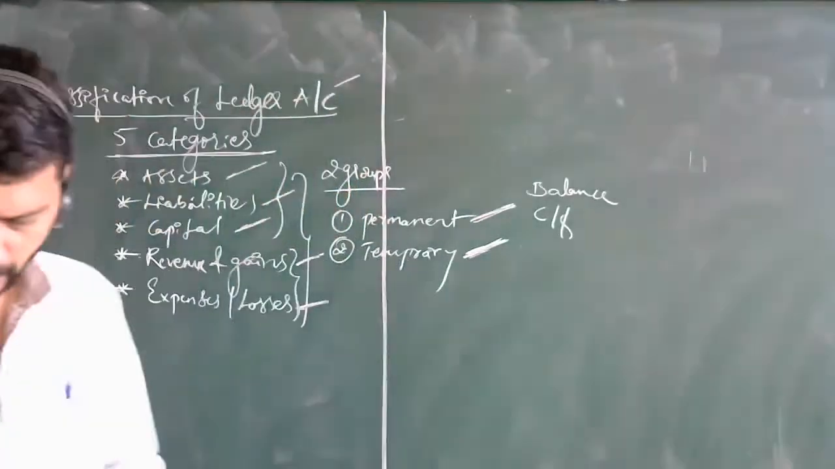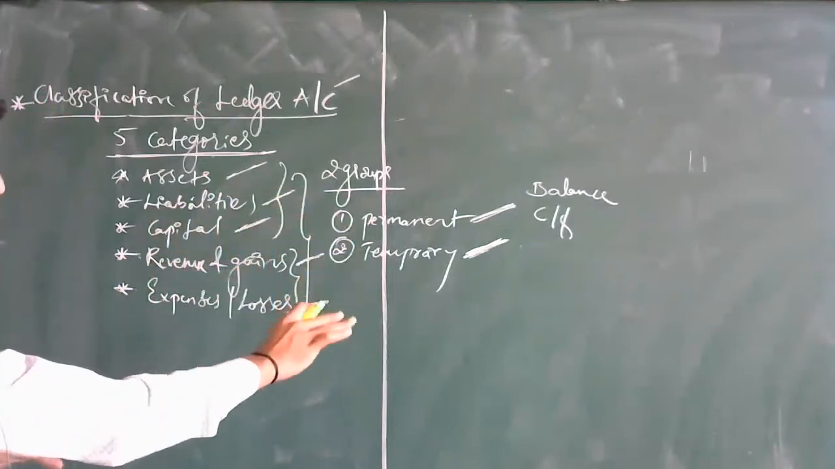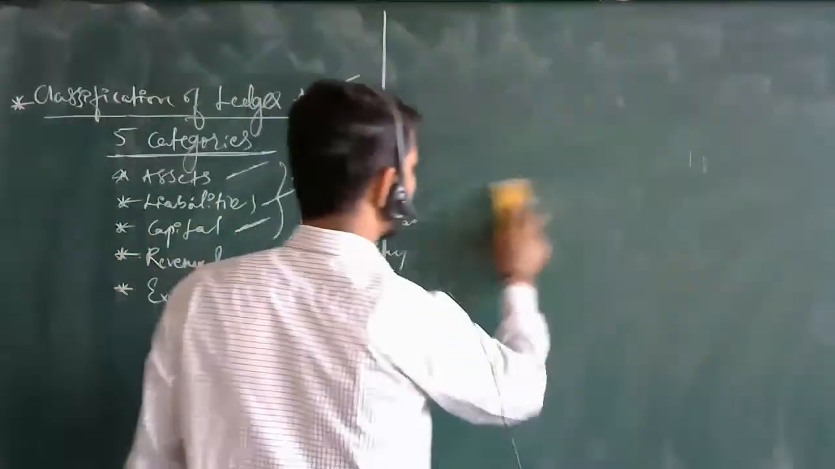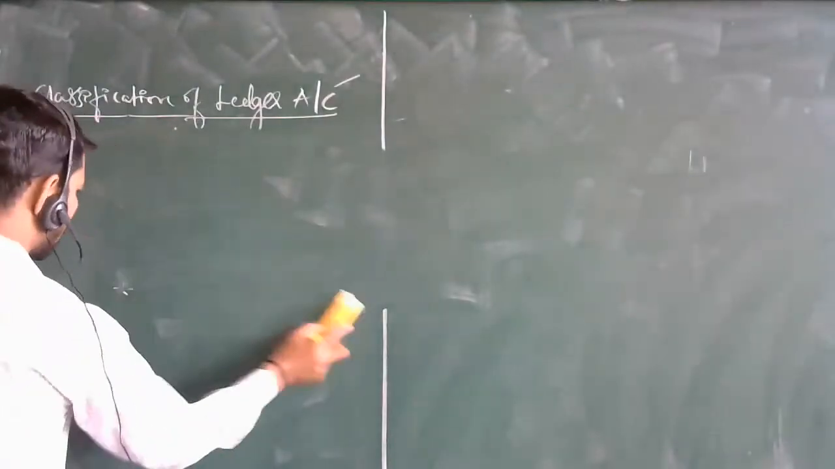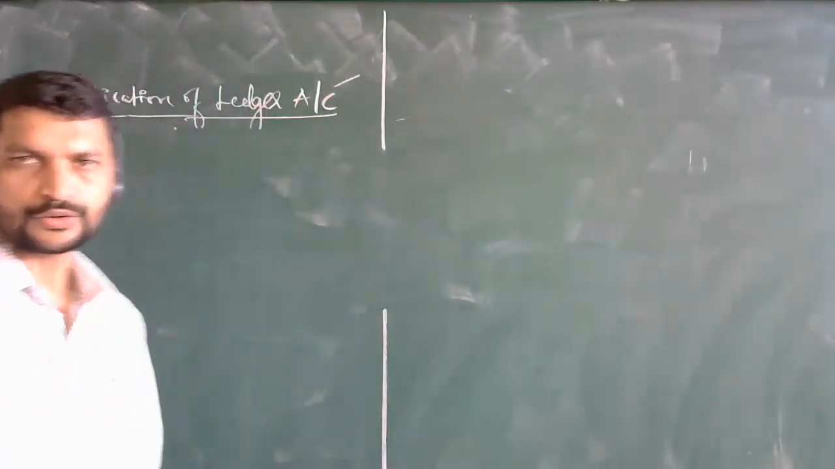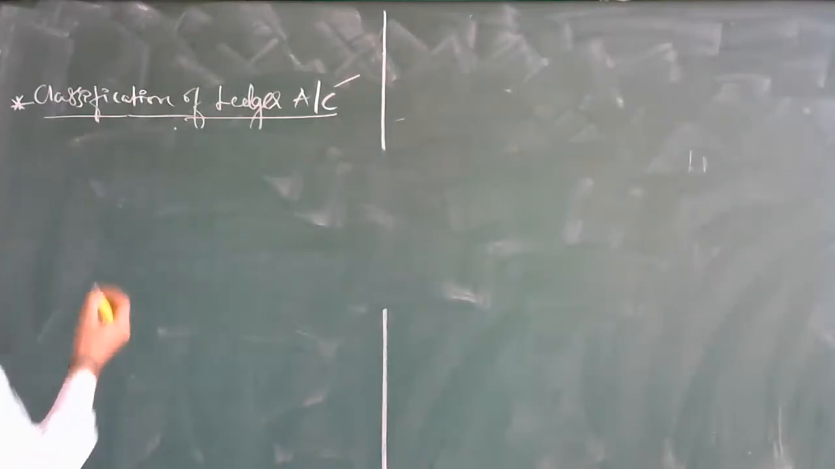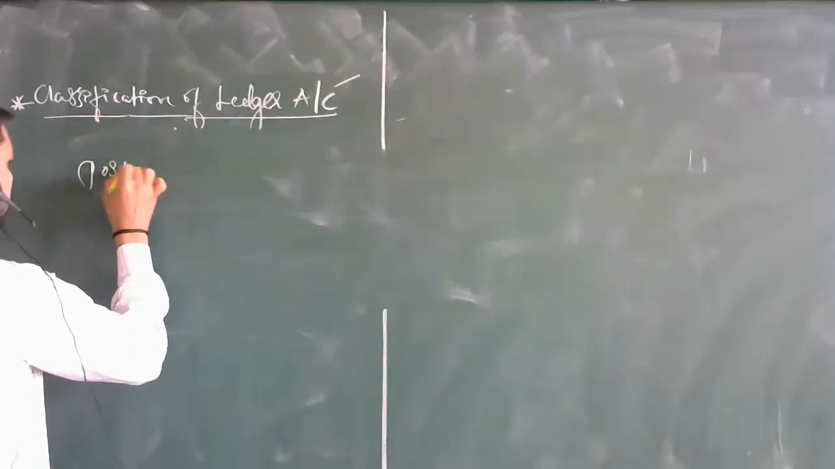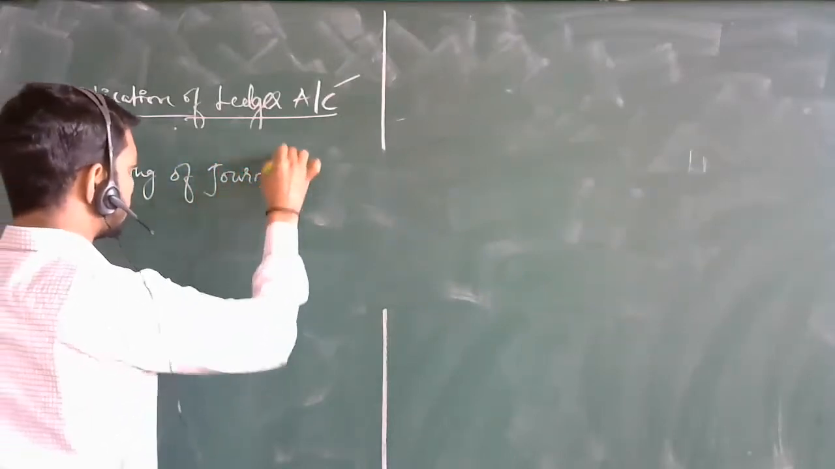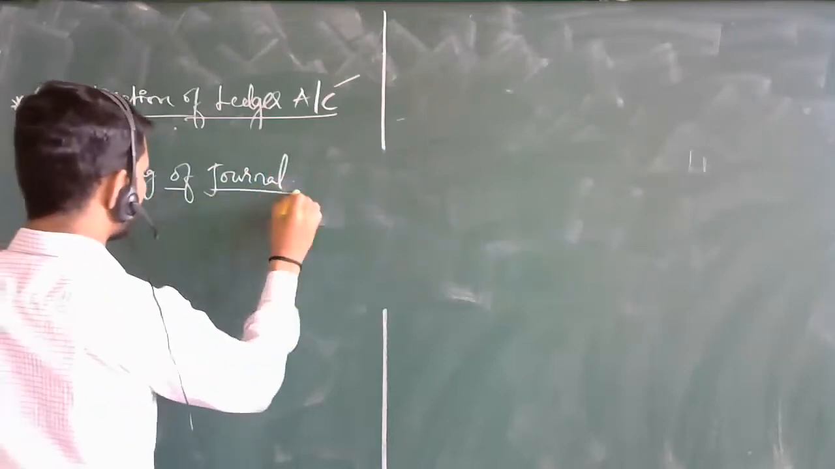Okay, then next after this, posting the journal entries. After this overall discussion, we are going to see the postings, how we make the postings of the accounts in the ledger. We are going to see how we make the posting of the journal entries into the ledger account. Here we are going to see the posting of journals into the ledger account.